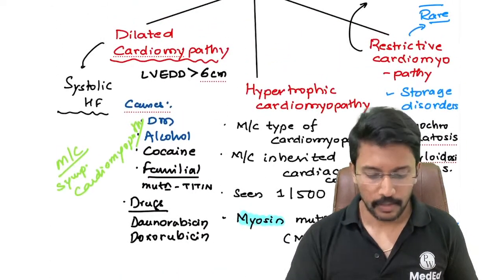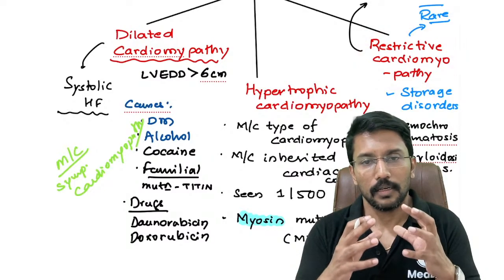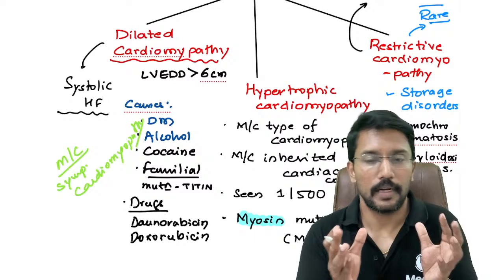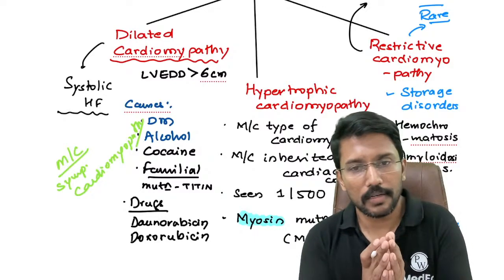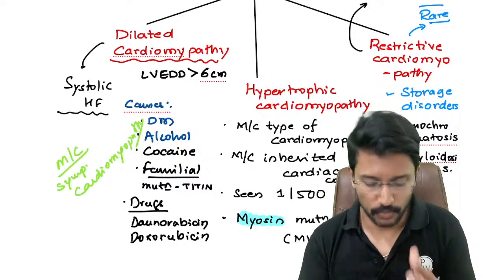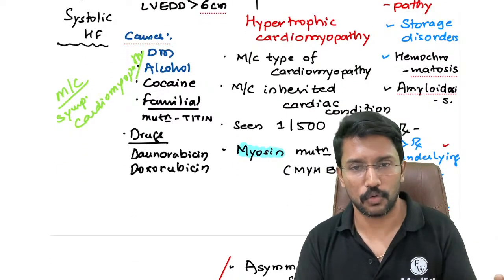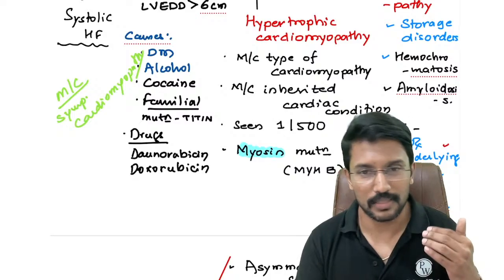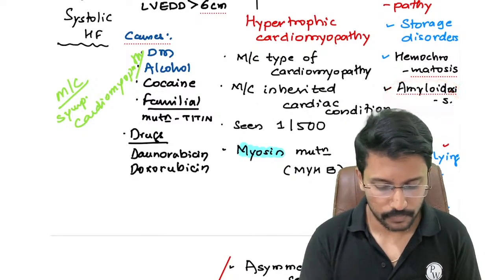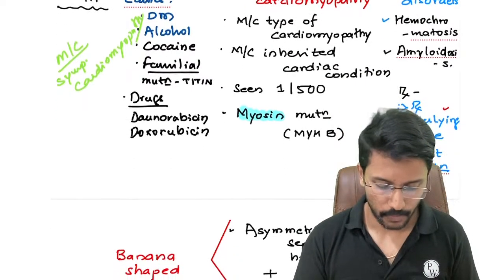Okay. Then we have this restrictive cardiomyopathy, where the issue is something is restricting the dilatation of the ventricles during diastole. Generally, what restricts it? When the ventricles are loaded with abnormal substances, right? So in simple words, for restrictive cardiomyopathy, all you need to remember is the storage disorders, like glycogen storage disorders, lipid storage disorders, amyloidosis and hemochromatosis. They are classical examples. Okay.